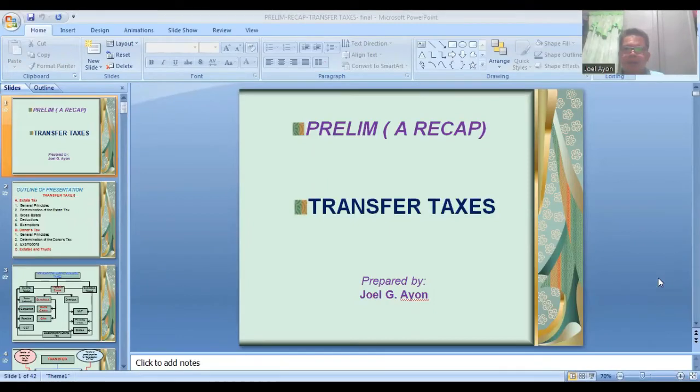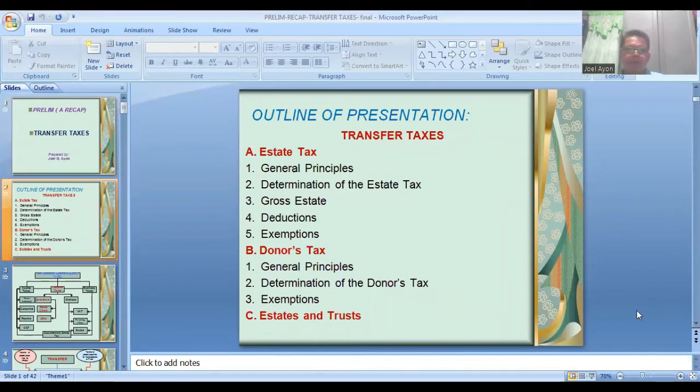I am here to present or recap the preliminary topics, in particular, the transfer taxes. First, I would like to share the outline of my presentation.